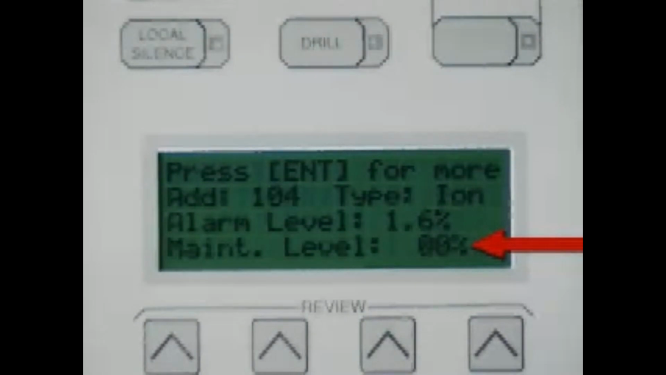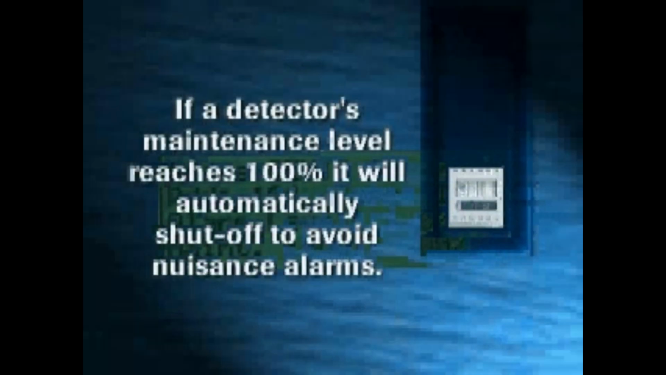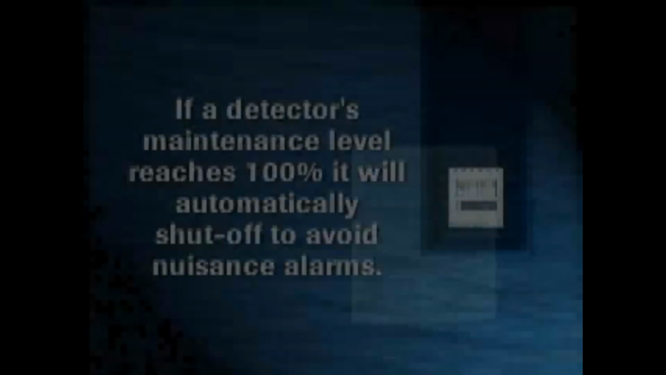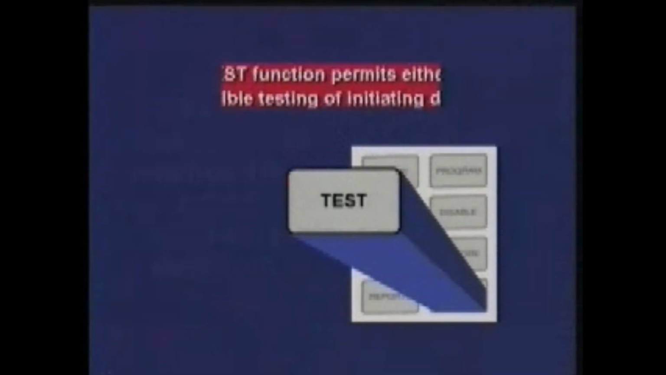This displays the maintenance information for the detectors. If this percentage is 0%, the detector is perfect. A display of 80% should be considered a maintenance alert, and the detector should be serviced. If a detector's maintenance level reaches 100%, it will automatically shut off to avoid nuisance alarms, and it will report its trouble condition. Next, let's take a look at the test function.